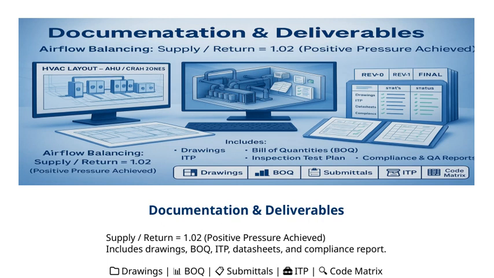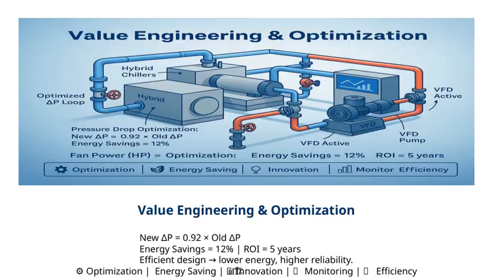You'll notice the icons representing different deliverables: drawings, BOQ, submittals, ITP, and the code matrix. These elements are essential for ensuring transparency, clarity, and quality control throughout the project. In essence, this slide emphasizes the importance of thorough documentation, not just for project approval, but also for ongoing maintenance and future reference. It ties back to the overall theme of delivering a reliable, compliant, and well-documented system that meets all the project requirements. Now, let's look at value engineering and optimization.